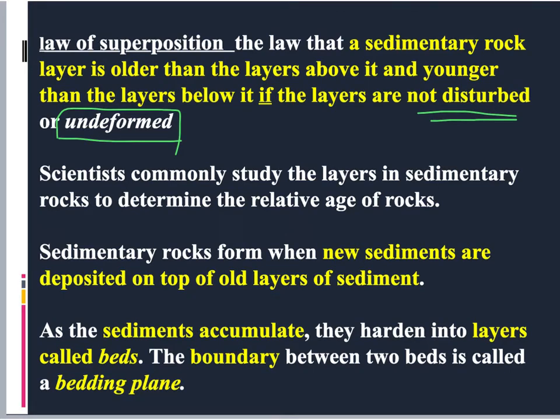Sedimentary rocks form when new sediments are deposited on top of old layers of sediment. That's just how they form. You know that from our last unit. As the sediments accumulate, they harden into layers called beds. The boundary between the two beds is called a bedding plane. So, if you've got your layers of rock, okay, that boundary, which I'm going to highlight in a different color, I'll use red. Right there, that boundary between the two layers is that bedding plane. Okay.